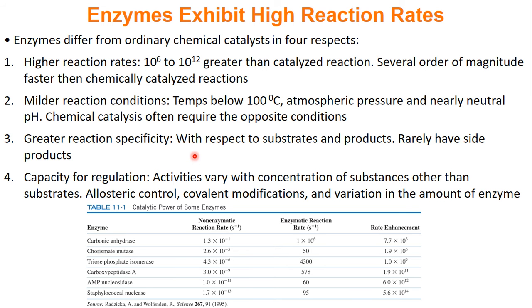They are extremely specific. They will rarely, if ever, have any side products. And they can be regulated a lot. So, allosteric control, that means another molecule can bind it and either speed it up, slow it down, or add a phosphate to it. You could turn something on, turn something off, or you could destroy the enzyme or create more of it inside the cell.